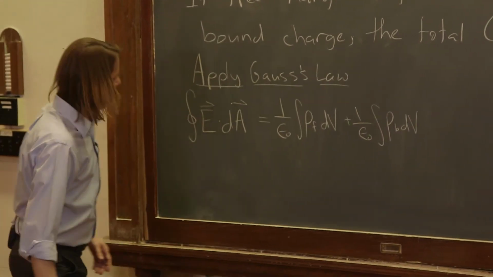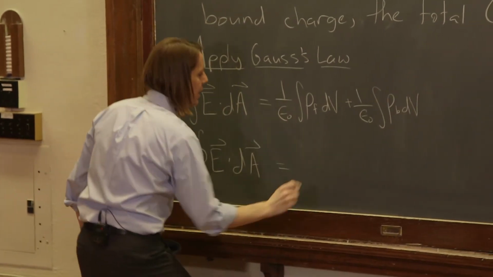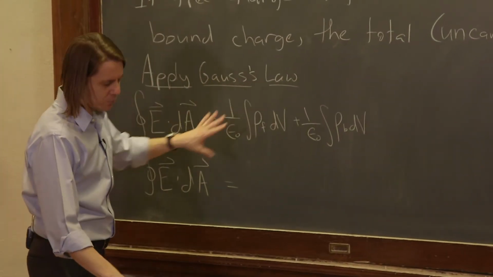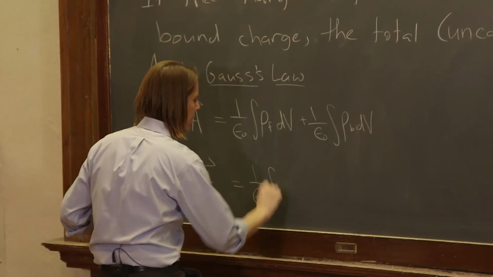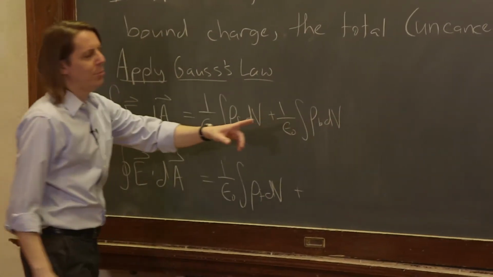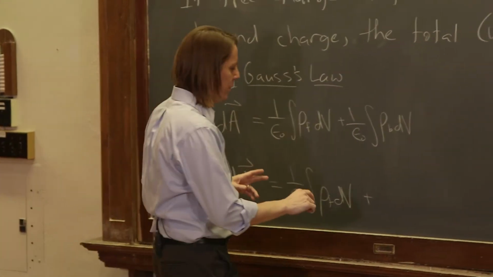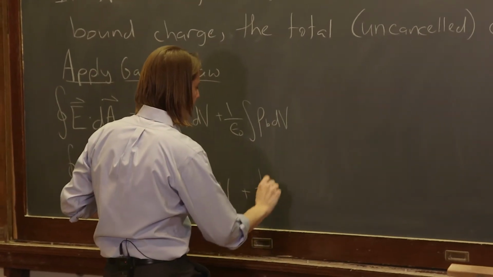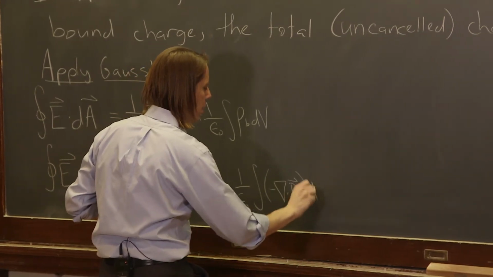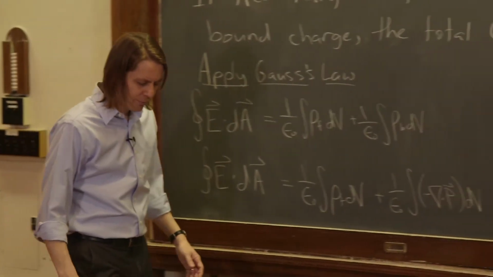Now let's write it again. The integral around this closed surface of E dot dA, and we're going to change one of them. Let's leave this one, 1 over epsilon naught integral of rho free dV, and then this one, remember what rho bound was? It was minus the divergence of big P. So we could write this as 1 over epsilon naught, the integral of minus the divergence of P. We're trying to work on this in terms of fields.